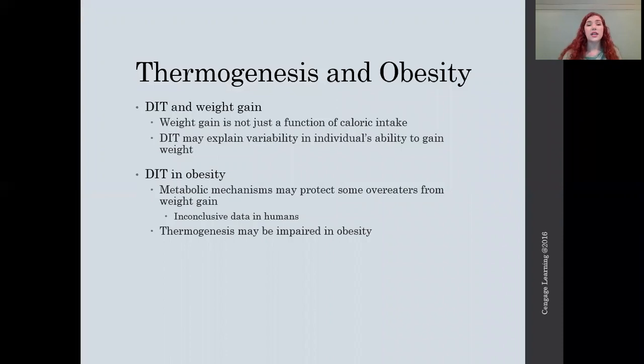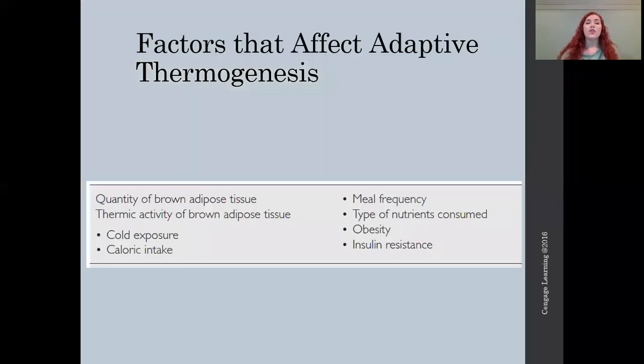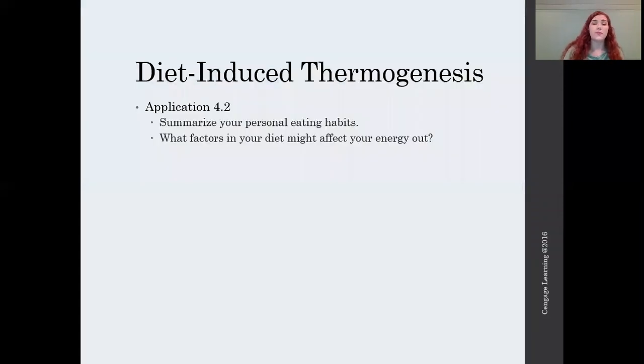So we have seen in some obese individuals that there is an issue with the way that thermogenesis works in their body, and this is causing them to have a weight gain. So here are some factors that can affect adaptive thermogenesis, like we previously talked about: cold exposure, as well as the amount and types of food that an individual consumes, as well as the quantity and the thermic activity of the brown adipose tissue. And if any of you want more practice with diet-induced thermogenesis, you can complete application 4.2 in your textbook.